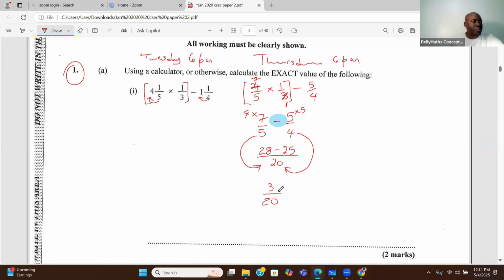3 over 20 is the answer in its exact form. So they said here, give it in its exact form. These are fractions. You don't have to do anything else. Right there. I'm taking some questions. Are you okay? If not, I could re-explain something.